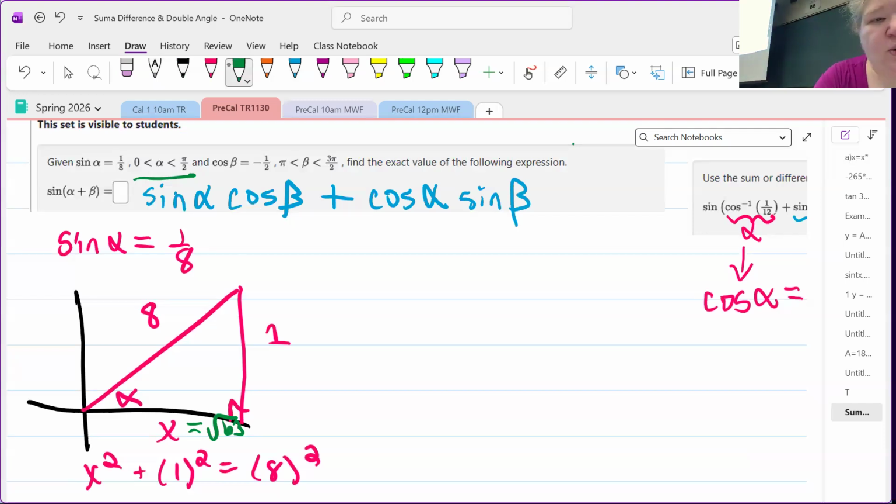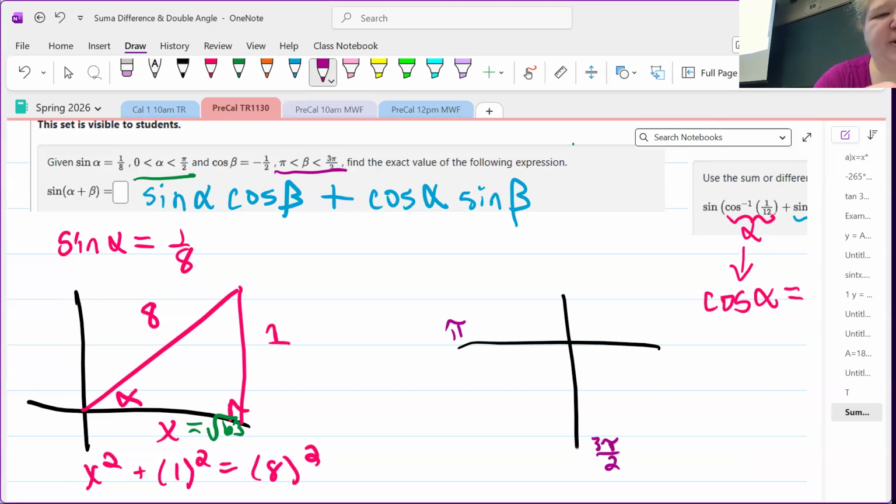So like our beta over here, they tell us it's between pi and 3 pi over 2. So on the unit circle, pi is directly left and 3 pi over 2 is directly on the bottom. So in between those two puts the triangle down here in quadrant 3.